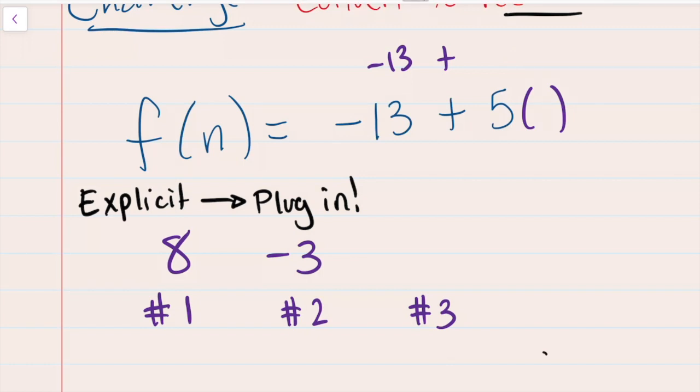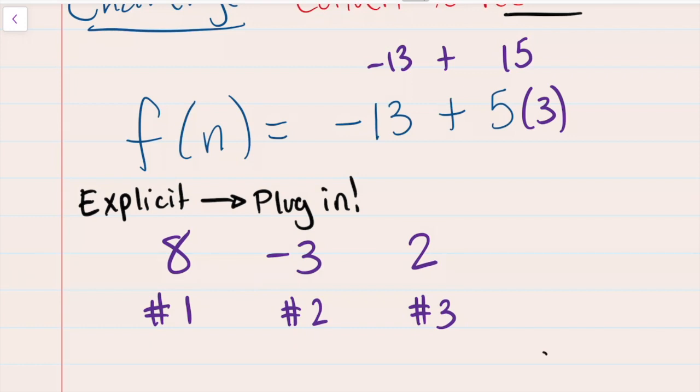And finally, let's do one more just to play it safe. When you plug in a 3, what's 5 times 3? That's 15. And what's negative 13 plus 15? Negative 13 plus 15, that will be a positive 2. Right?